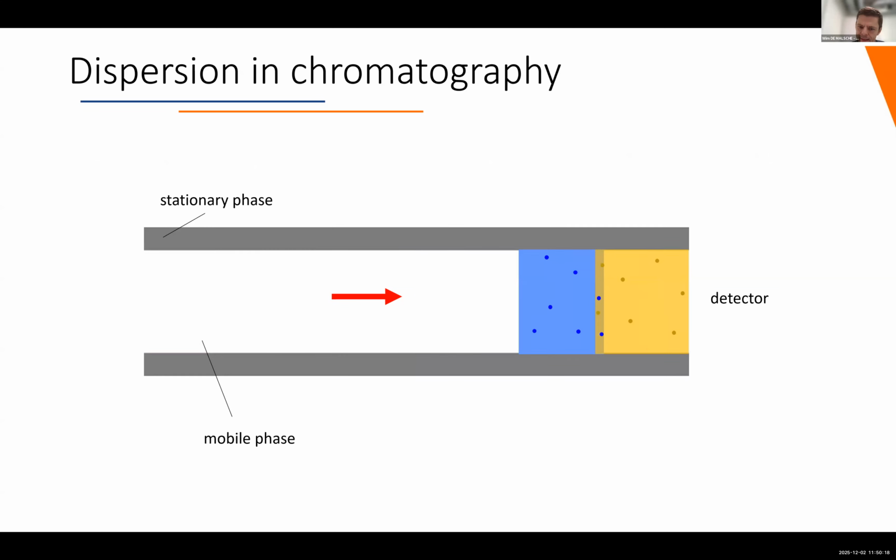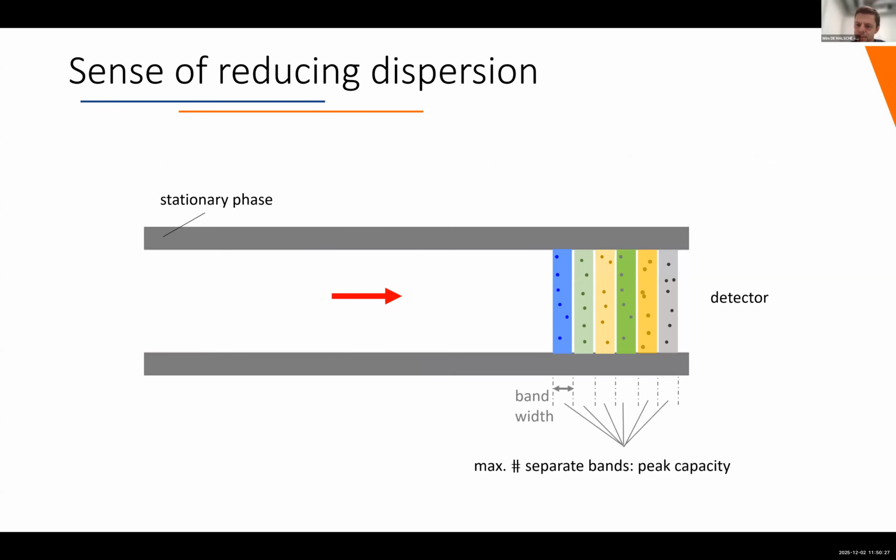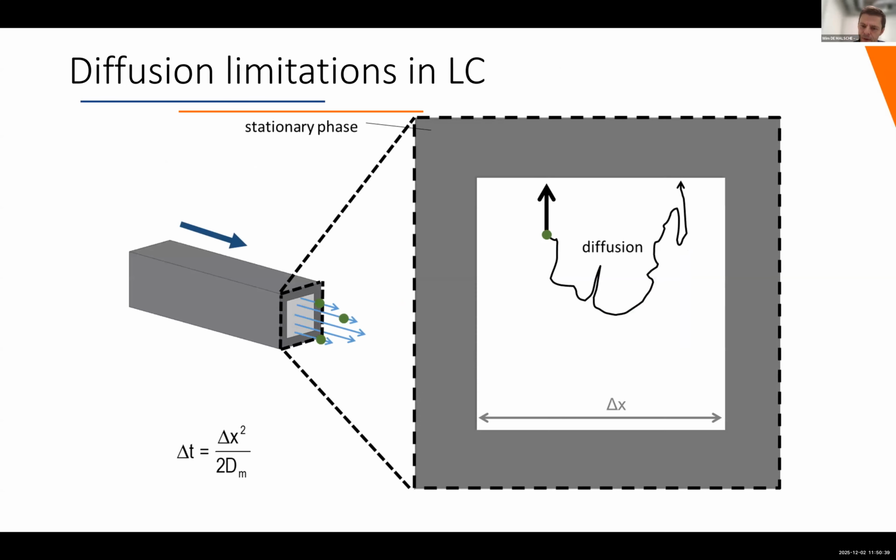Now, as you can see, these bands have become broader. If they would not have become broader, they would be narrower, and they would have more space to separate more of those sample bands. So basically, you can do more complex analysis, or you could do it also much faster because you would not need such a long column anymore. So that was the main problem. And how can you overcome that? All this is limited by slow transport of molecules in channels.